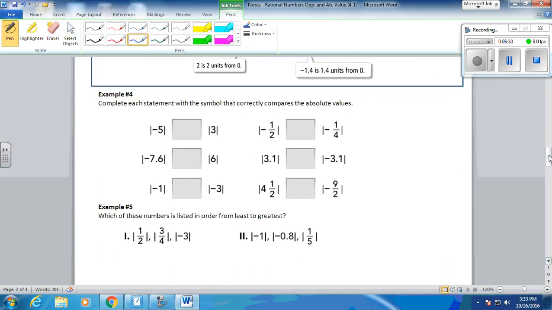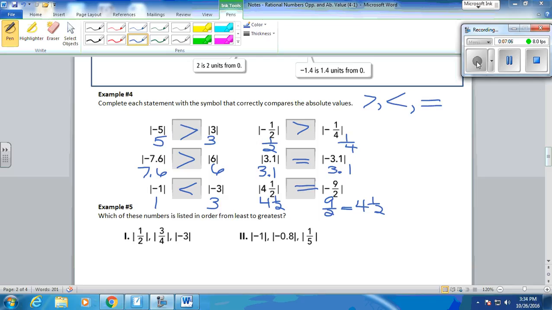So number 4 is asking us to compare all of these with a greater than, less than, or equal to sign. What I would like you to do is don't just put down the answers. I would like you to also actually take the absolute value of each number. So the absolute value of negative 5 would be 5. The absolute value of 3 would be 3. So 5 is greater than 3. So please go ahead and do that for the remaining 5.